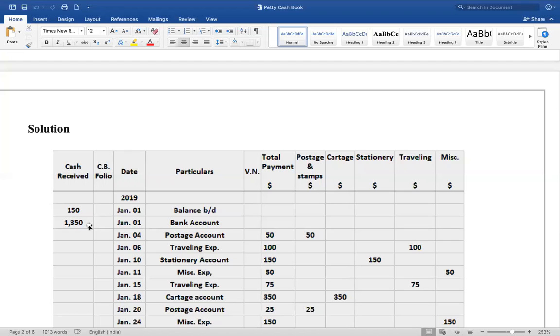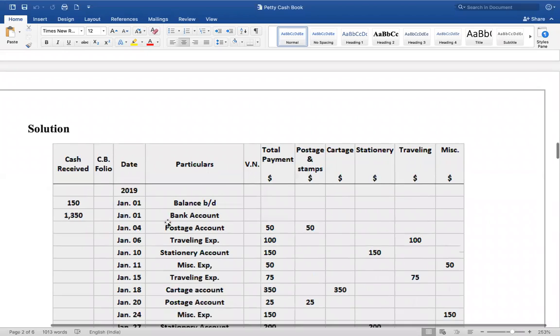Okay, fine. Now 150 on first is in hand, and he takes a check from the main cashier and deposits it in the bank. The bank balance is 1350. Or he may keep it with the bank, or he may withdraw from the bank and dump it in the petty cash box. Fine.